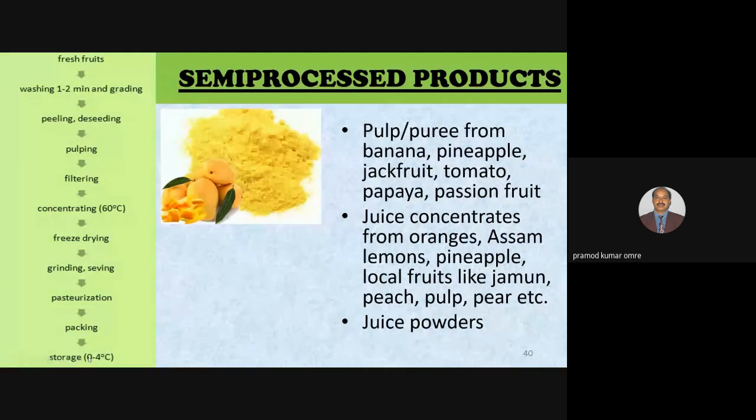Semi-processed products are also available. Pulp and puree from banana, pineapple, jackfruit, tomato, papaya, passion fruits, juice concentrates from oranges, Assam lemons, pineapple, local fruits like jamun, peach pulp, pear, etc. Juice powders. These are the products from which we can get semi-processed products for the purpose of value addition.